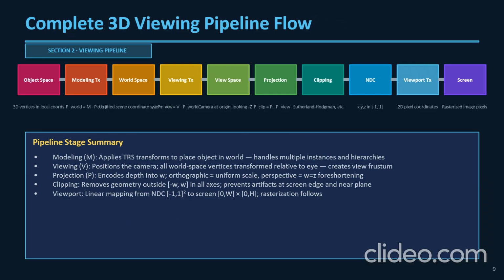Now, this is the complete 3D viewing pipeline. First, object space is defined, and then it is modeled into world space. Then we do the viewing transformation. Further on, we do the projections that we have discussed. And at last, we do clipping, NDC, and viewport transformations. After that, the image is displayed on the screen.